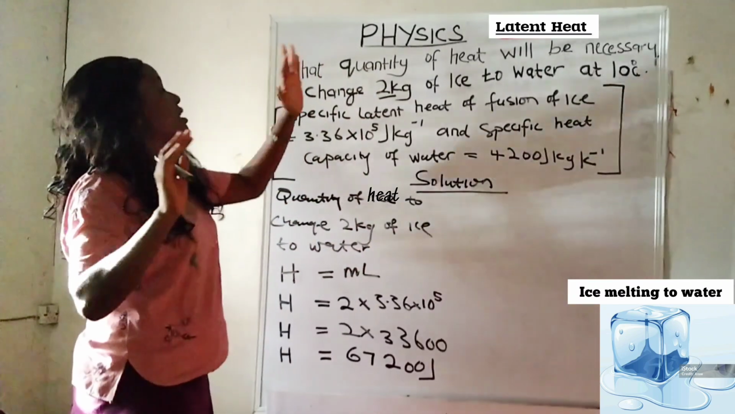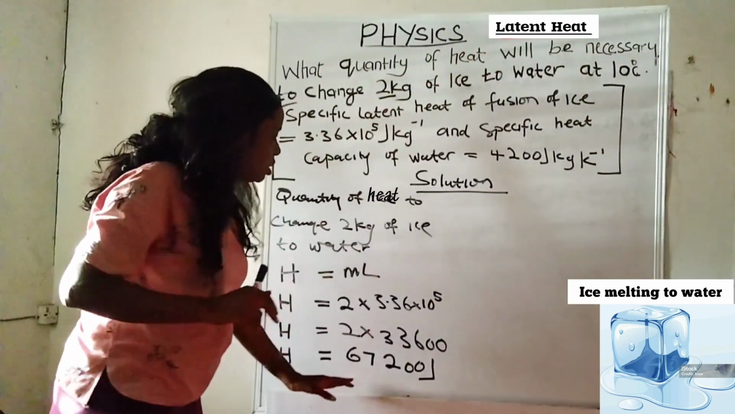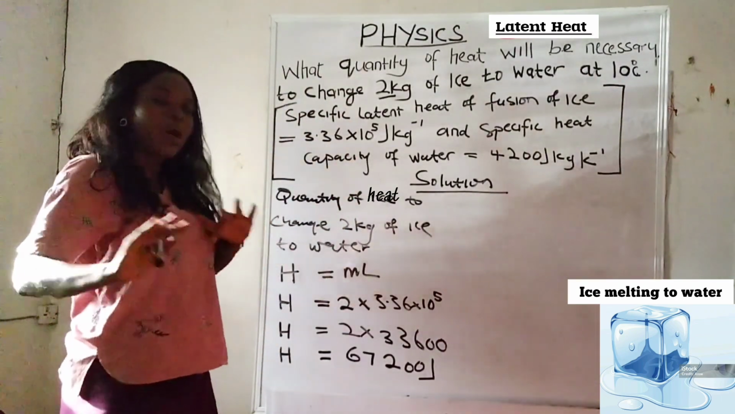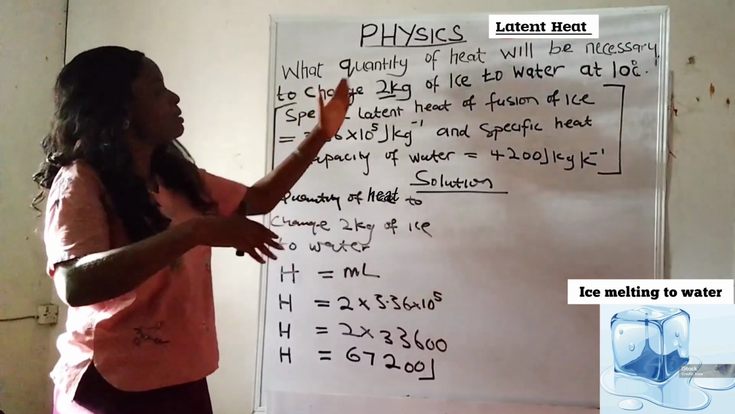Now, this 2 kilograms of ice is melted to water with this quantity of heat. But the temperature is still the same temperature of melting ice, which is 0 degrees centigrade. The temperature has not been increased. It's just melted to water.